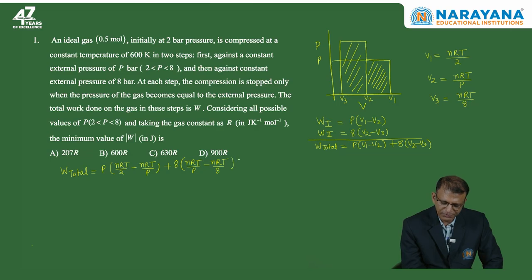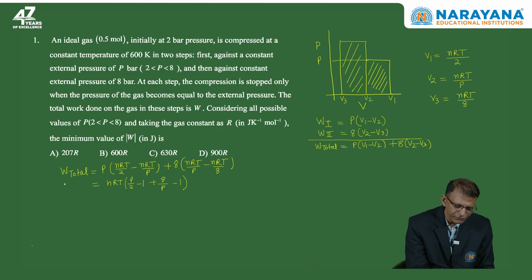So if I simplify this, I can write that the total work is equal to P and nRT we can take outside. So I'm taking nRT common and I'm entering this P inside. So that is P divided by 2 minus 1. Again here nRT I can take common. So I can write 8 by P, and this will be minus 1.